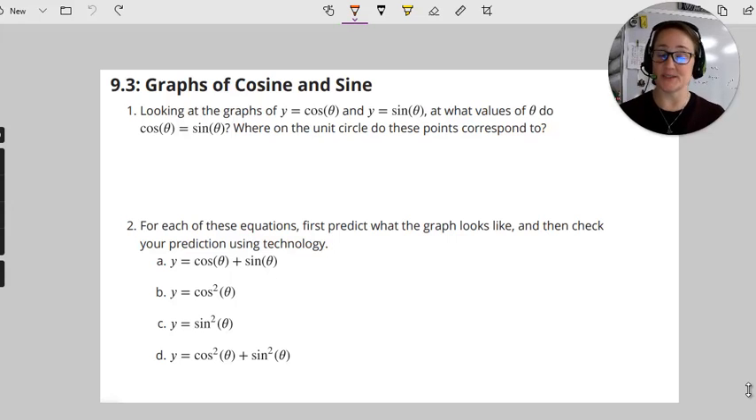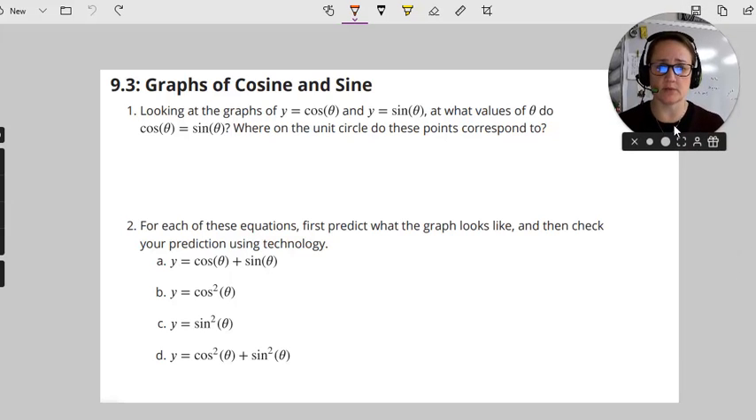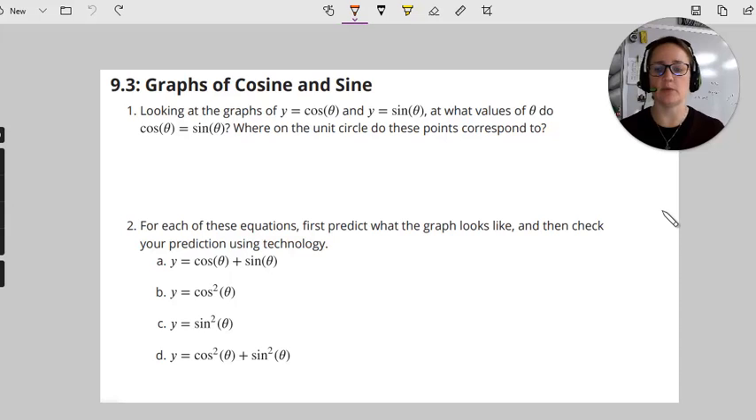All right, let's continue on with section 9.3. I've switched to my computer here because I'm going to be using some Desmos graphs, and so you probably want to have a Desmos screen ready nearby so you can also do the same thing with me.